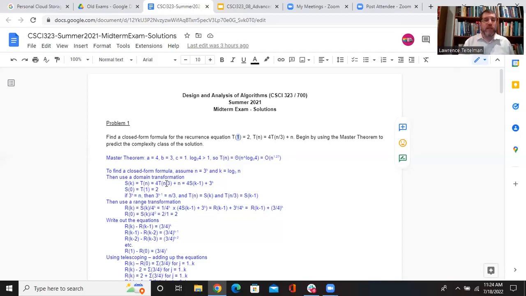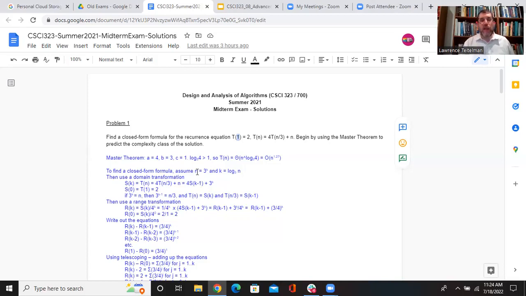So what does that mean? It means T of n is S of k. Instead of it being a function of n, we're giving it a different name, and it's a function of k. And we're going to say that that's 4 times S of k minus 1. Does everyone understand why that's S of k minus 1?